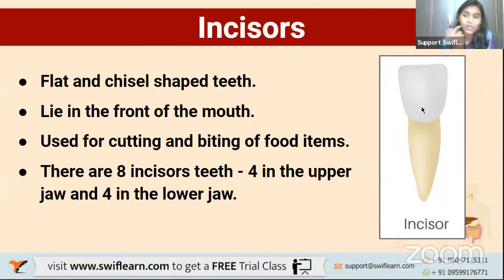First is incisors. The front teeth are called incisors. They are flat, chisel shaped, and lie in the front of your mouth. They are used for biting and cutting. Like if I give you a carrot, you will bite it with your incisors. In a human adult, there are 8 incisors: 4 in the upper jaw and 4 in the lower jaw. The front 4 teeth, these are incisors.